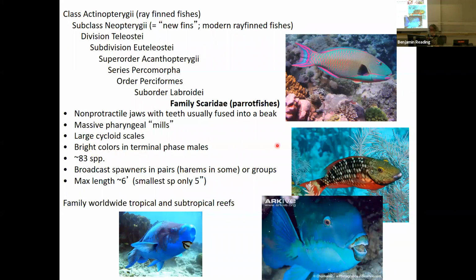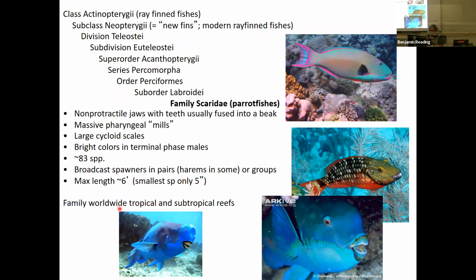Bright colors in terminal phase males. And so again, they're sort of serial hermaphrodites. 83 species. They broadcast spawn in pairs. Again, one male, one female. Harems, again, one male with several females, or oftentimes, in some cases, groups. Multiple males and females will all release their gametes. External fertilization, no parental care. Max length, 6 feet, but the smallest is only 5 inches. So a lot of variation there in body size.